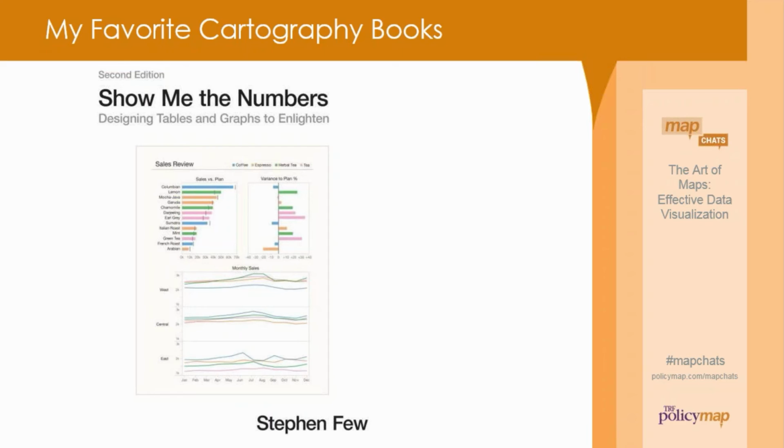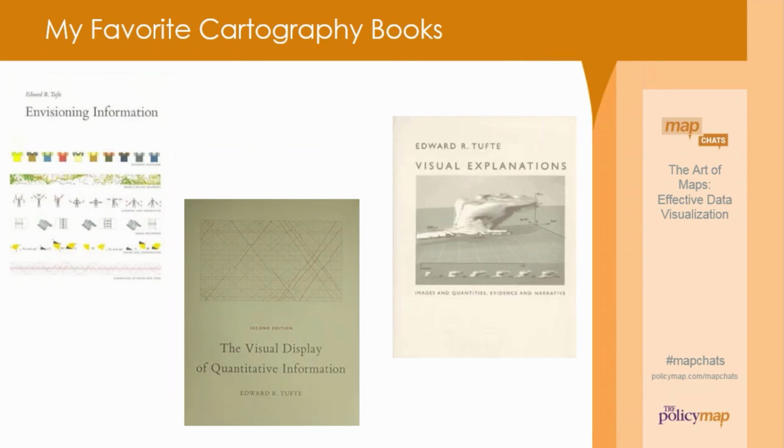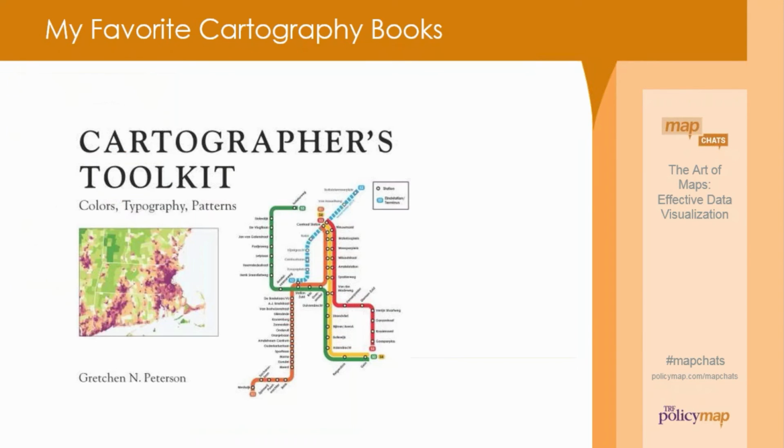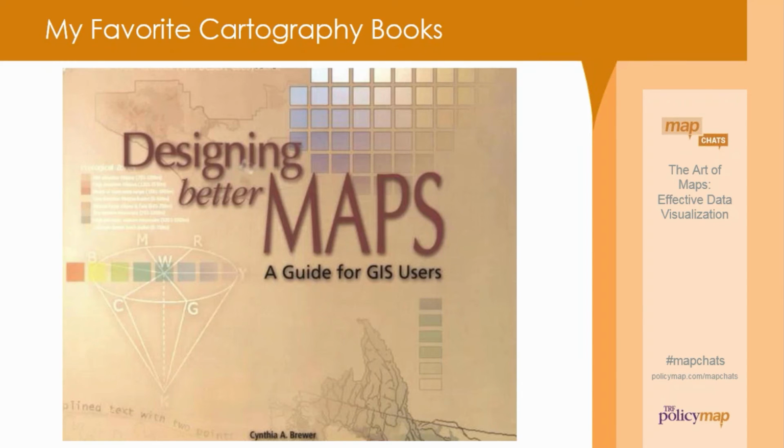Stephen Few's Show Me the Numbers book is primarily about charts and graphs, but offers ways to improve explanation of information with them. These are Tufte books that many of you have probably heard of. A book called The Cartographer's Toolkit, published by Gretchen Peterson, includes just a wonderful range of color combinations, line weight, and a lot of font examples and how font interacts with a map to improve explanation.